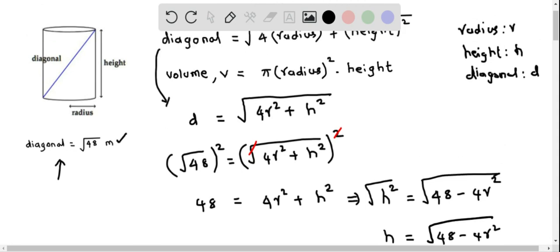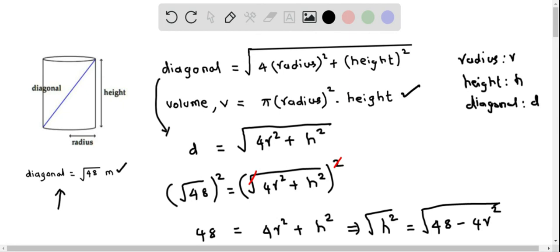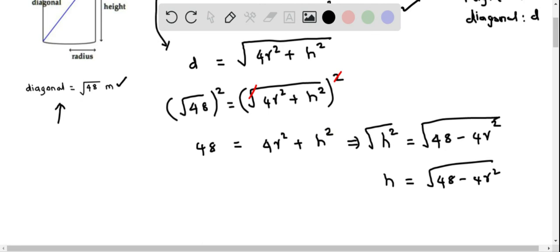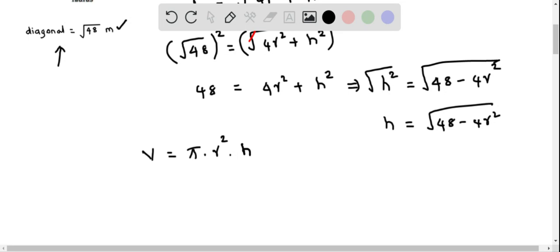Now we consider the volume of the cylinder formula and determine the volume. So let's write down the volume equation. We have volume equals pi times radius squared, so replace radius by r, times h, the height of the cylinder. This is the equation for volume. We now replace h by this expression that we obtained. So this becomes pi r squared times the square root of 48 minus 4r squared.